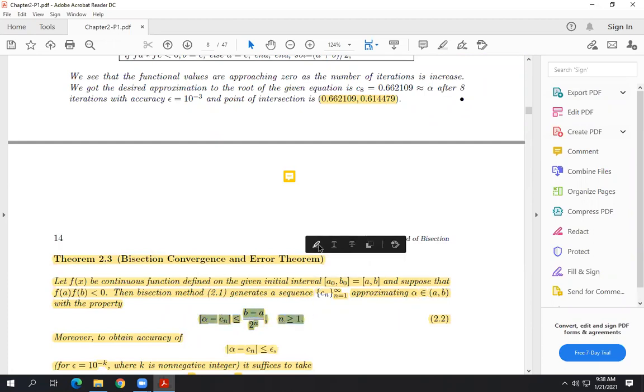This one is the error bound formula of the bisection method. |alpha - Cn|, where alpha is your exact value and Cn is your approximation, is less than or equal to this one. Of course, we don't need to solve the left-hand side; we solve this value. What is B? The right-hand side of the interval. And what is A? The left-hand side of the interval. And what is N? N is the number of iterations we have here now.